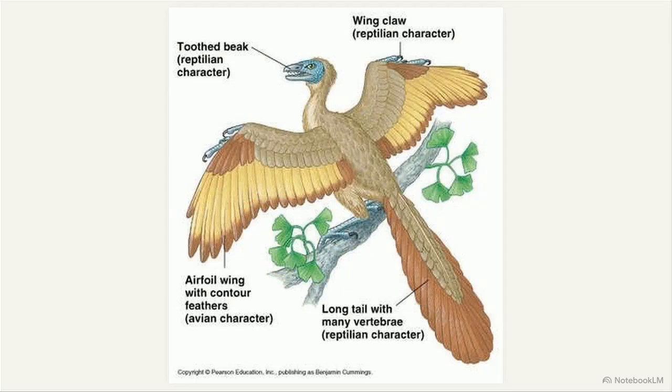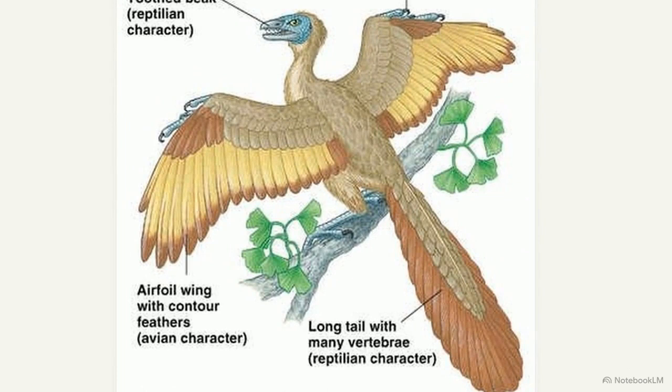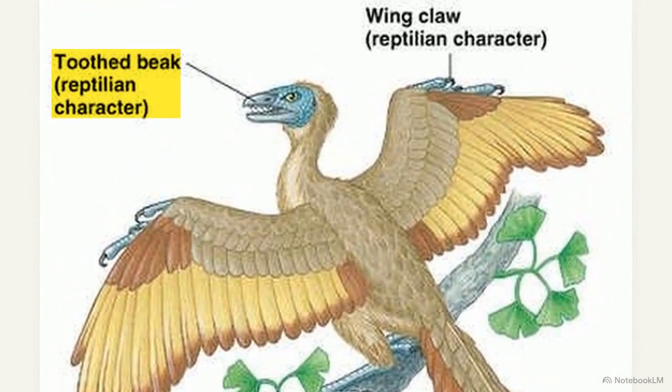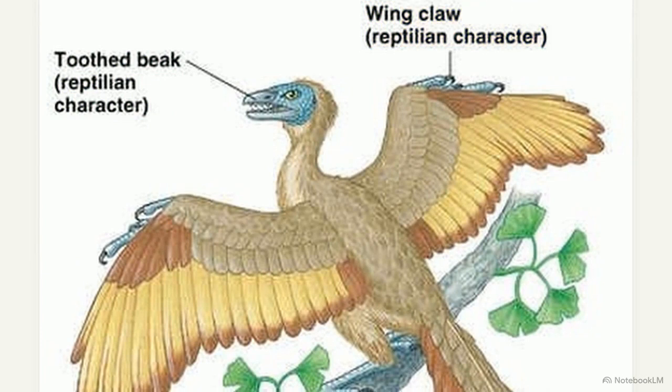This diagram shows the most famous missing link in evolutionary biology, Archaeopteryx lithographica. It lived during the Jurassic period, roughly 150 million years ago. For your WBC HSE exams, you need to know exactly which traits belong to which class. On the reptilian side, Archaeopteryx possessed sharp teeth in its beak, 3 distinct fingers with claws on its wings, and a long tail containing free caudal vertebrae.